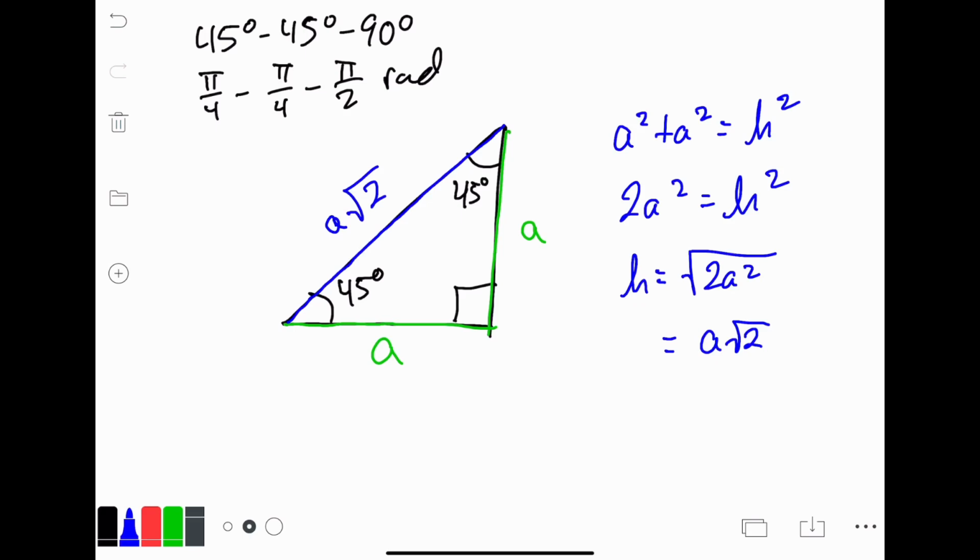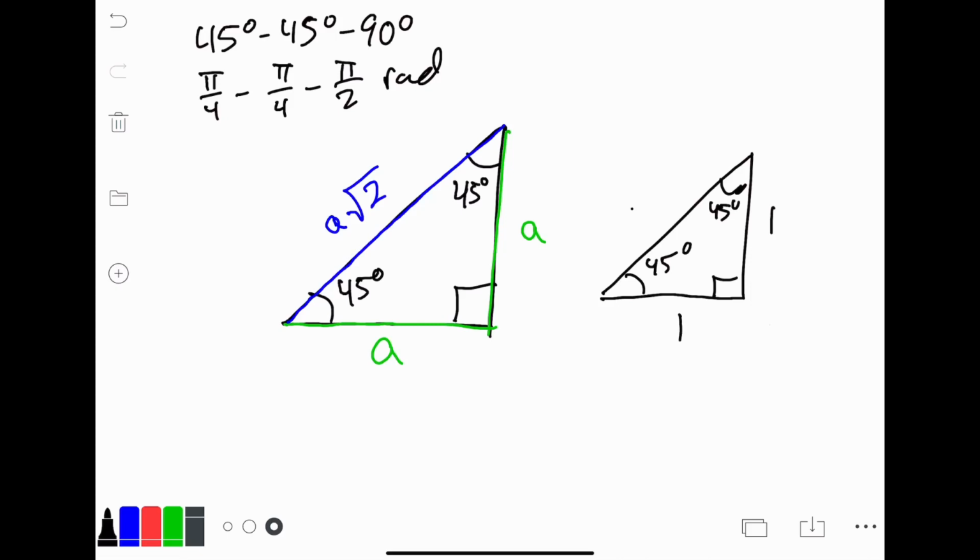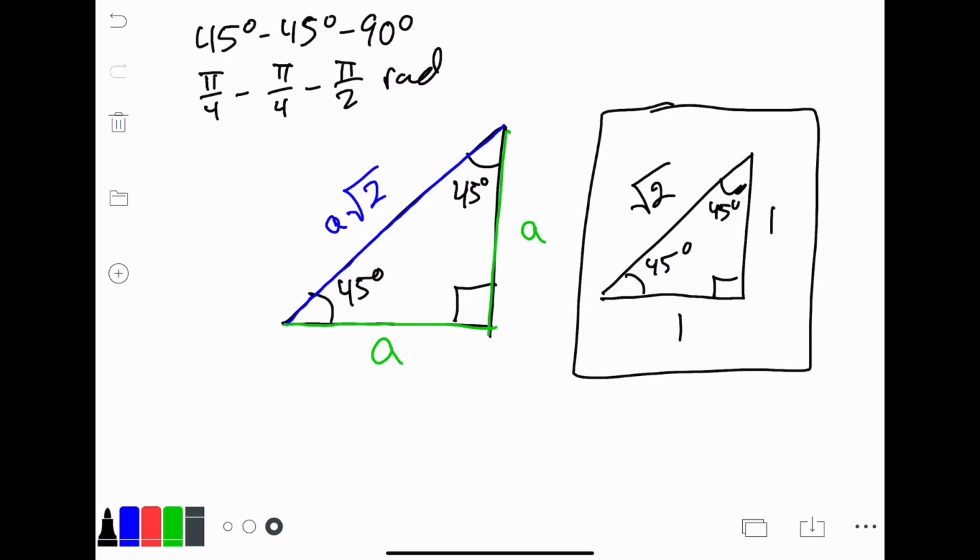Now, personally, I don't like to memorize this specific order of sides. In my opinion, the best way to memorize this right triangle is with the sides 1, 1, square root of 2. You see, if you make a equal to 1, we end up getting this triangle. And this is the simplest version of this triangle to memorize.